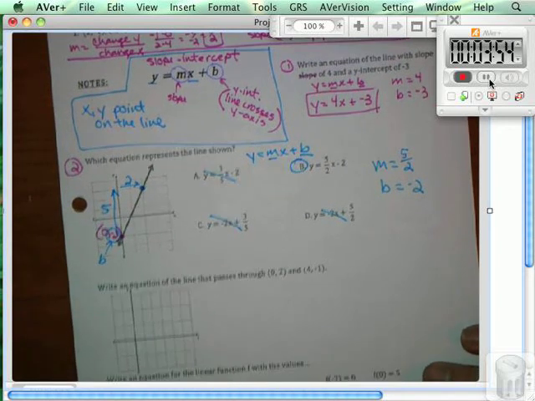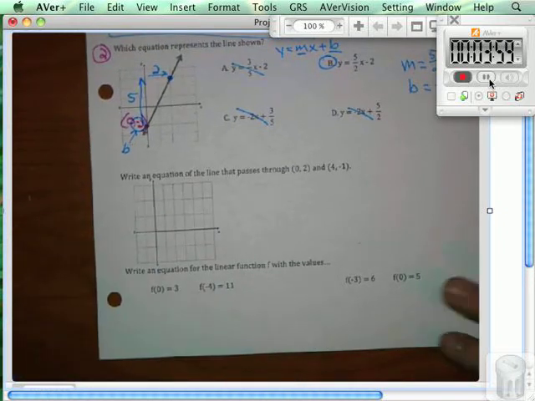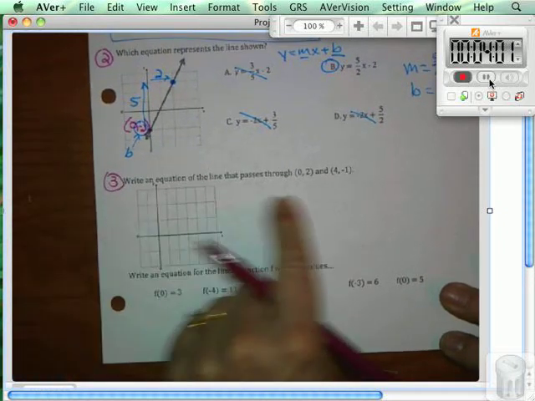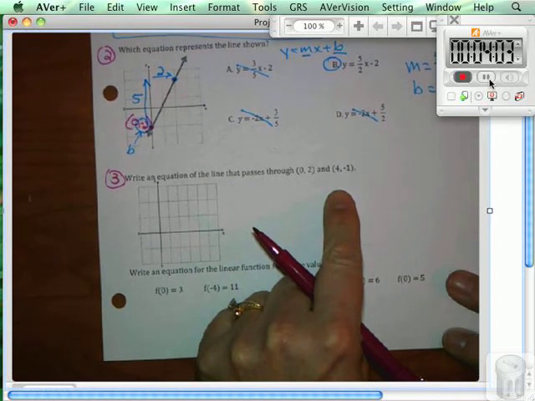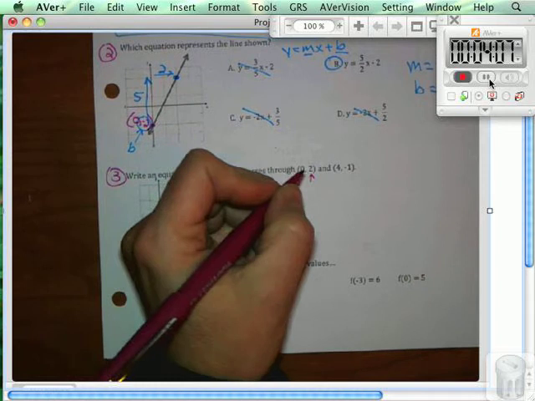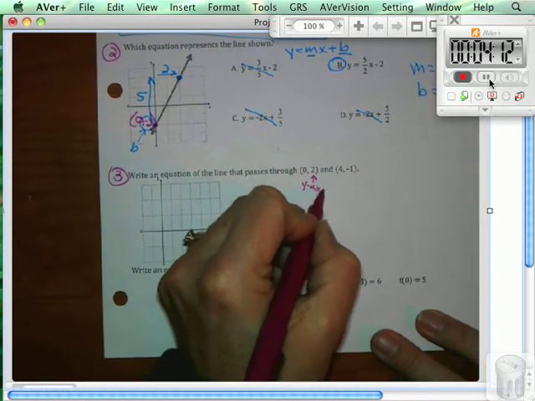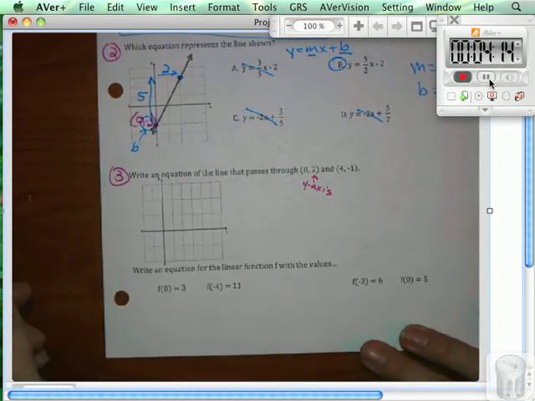Next is to write an equation of a line that passes through (0, 2) and (4, -1). What I want you to start noticing right away is that this point right here, with the 2, is on the y-axis because x is 0, which therefore makes it my b.